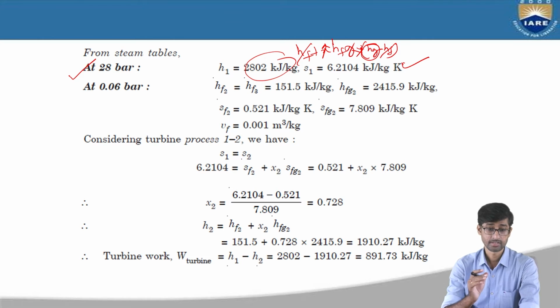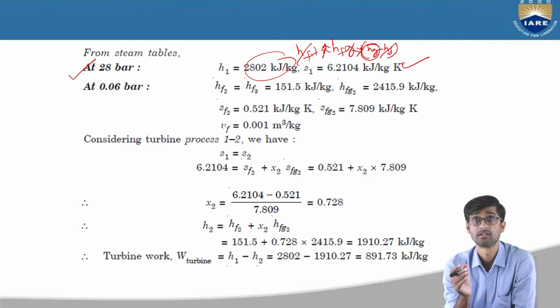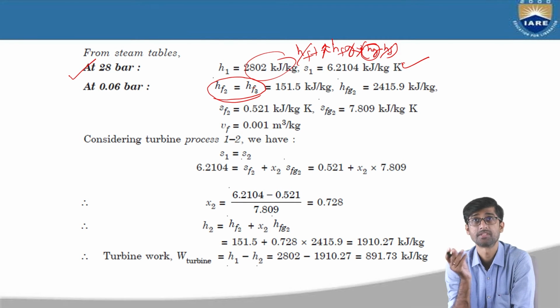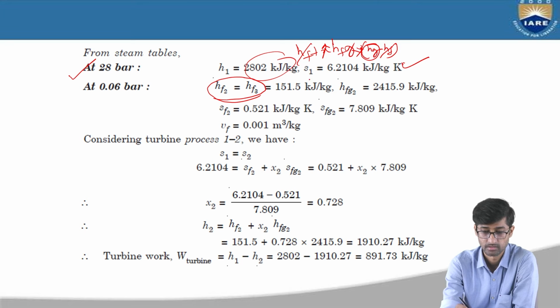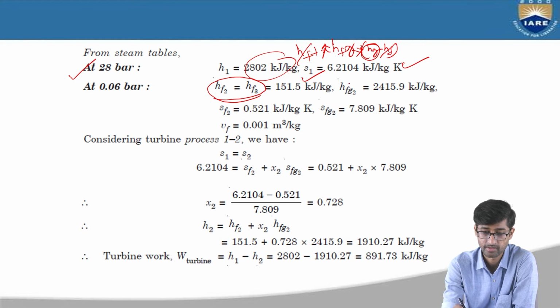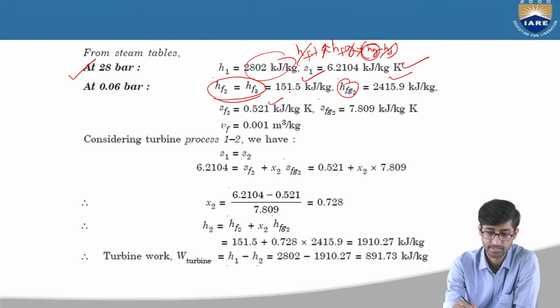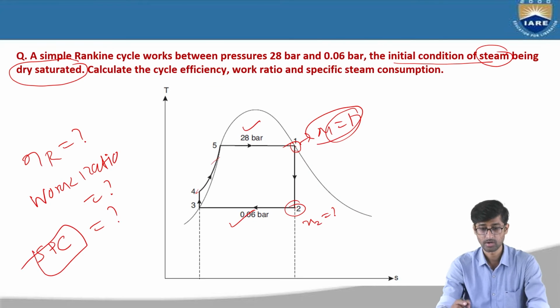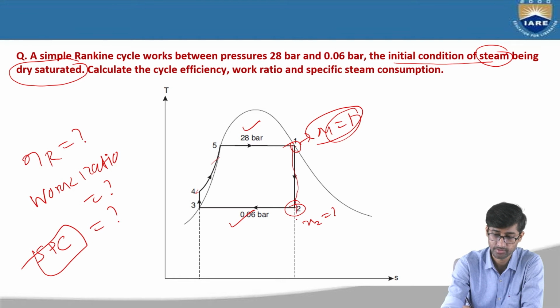Now, at condenser pressure 0.06 bar, what is the value of this H2, HF? Because at 2 and 3 point HF will be same, right? This is the value of HF from steam table at 0.06 bar, and this is the value of HFG from steam table, and this is SF and SFG, right? And this one is the VF at 0.06 bar.